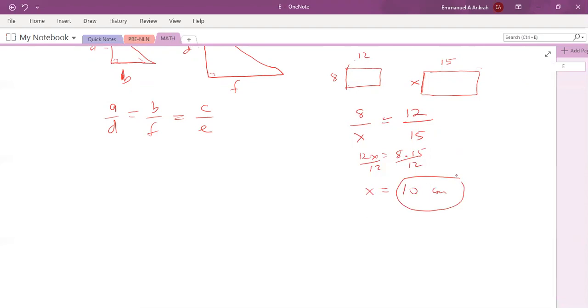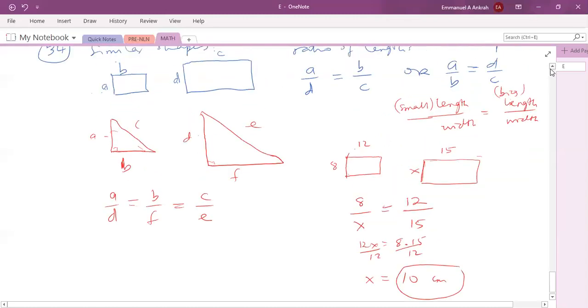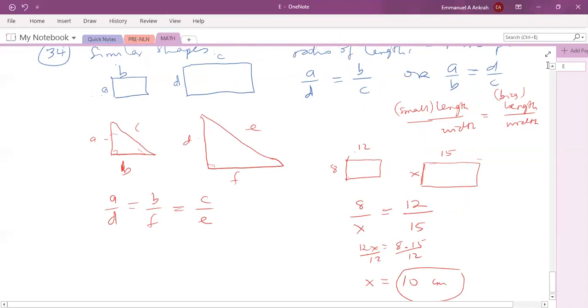So that's how you deal with similar objects. They can give you a triangle, or they can give you a rectangle. Compare the ratios, length to width, length to width.